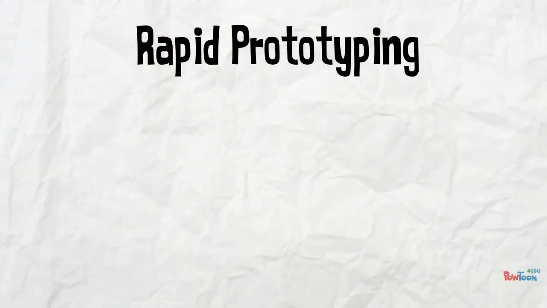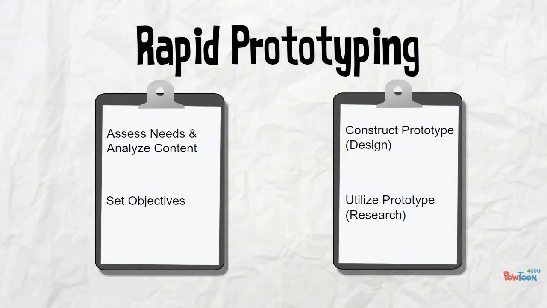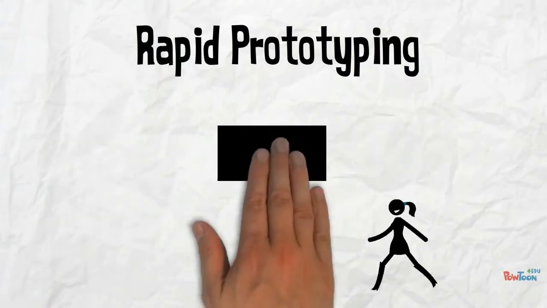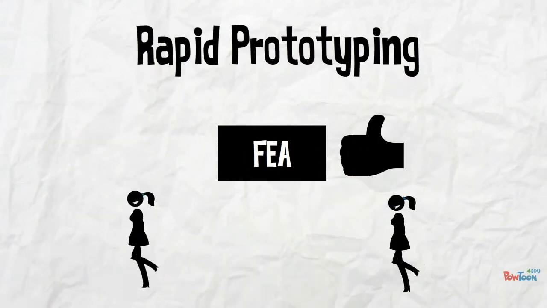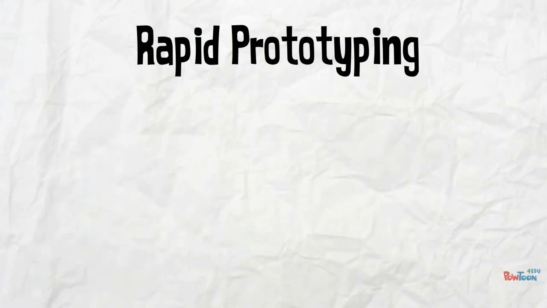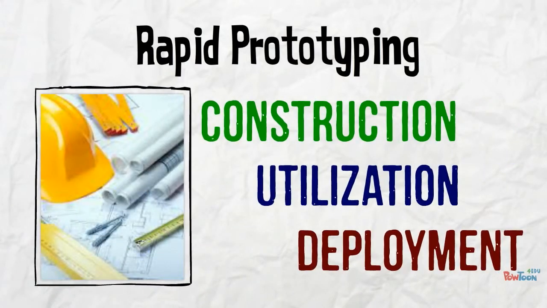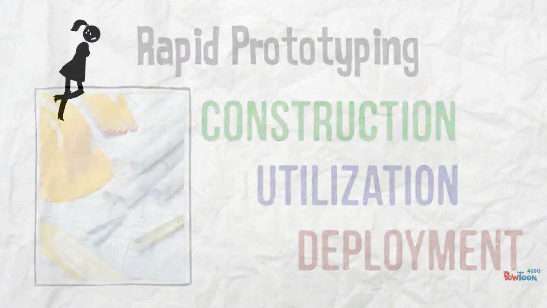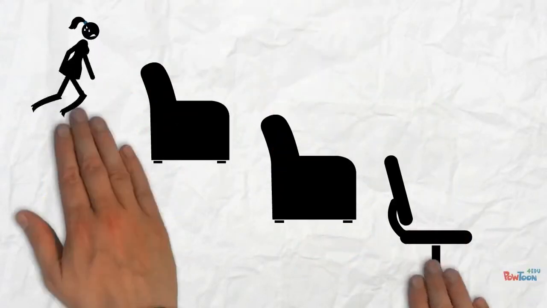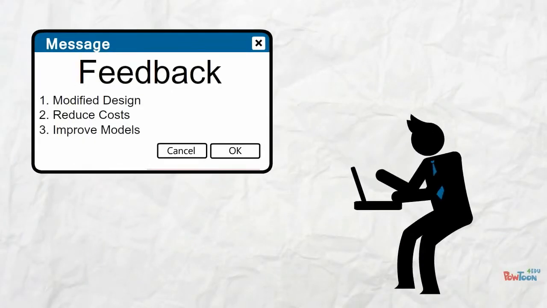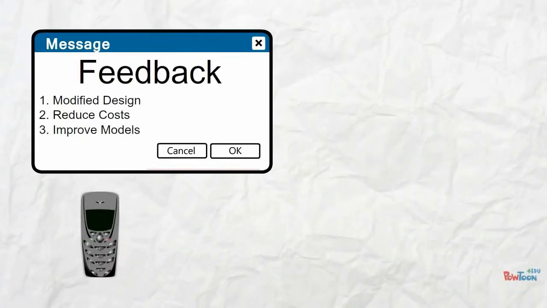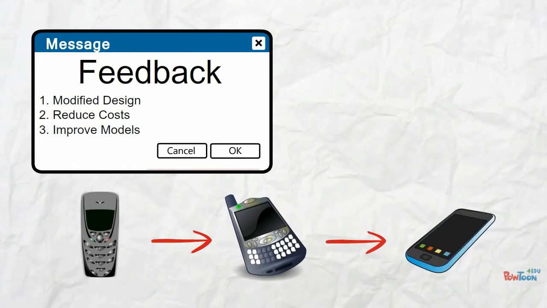This model acts with several stages occurring in parallel. Once an appropriate front-end analysis has taken place, the construction, utilization, and deployment of the end product happen simultaneously. This allows rapid development where feedback can be gathered and modifications can be made towards improving the final design.